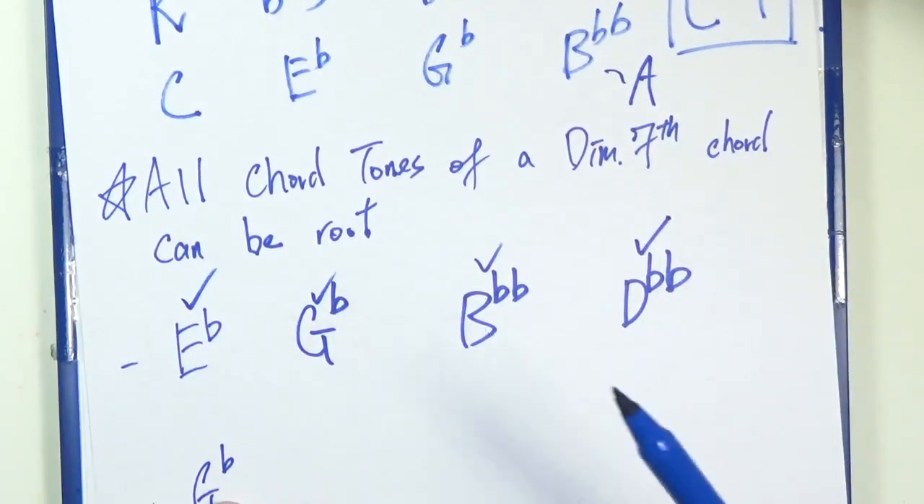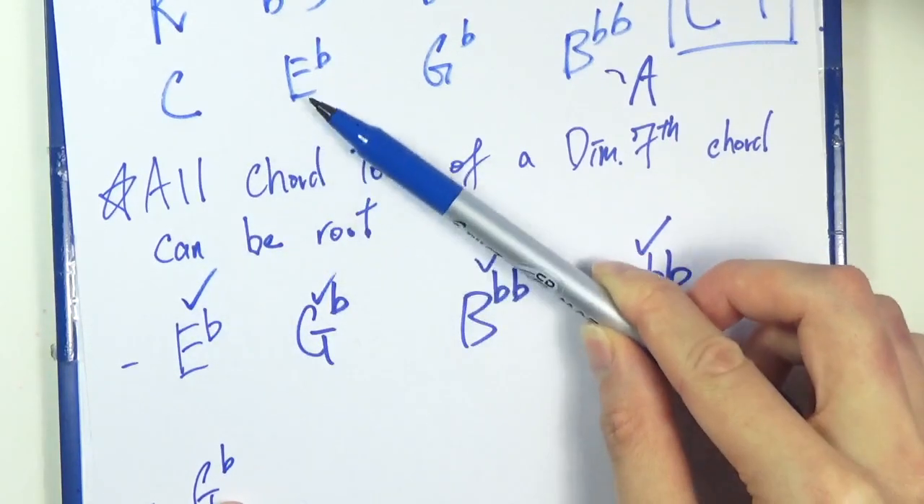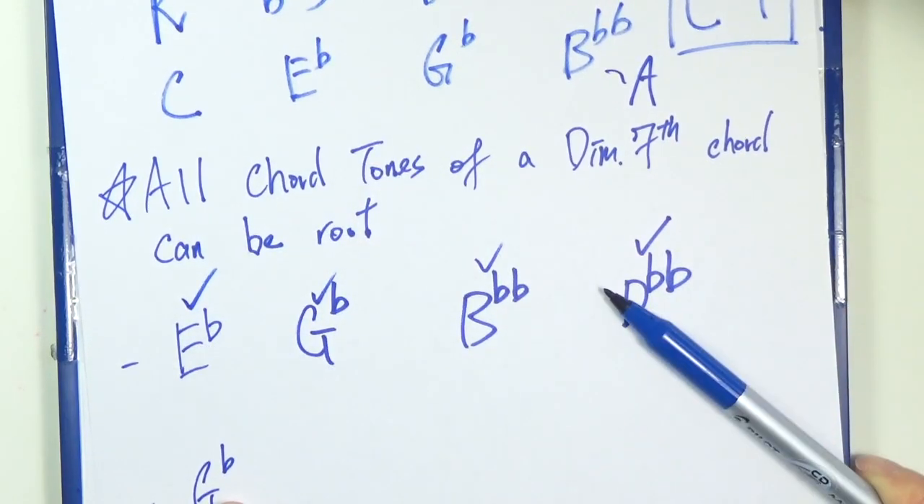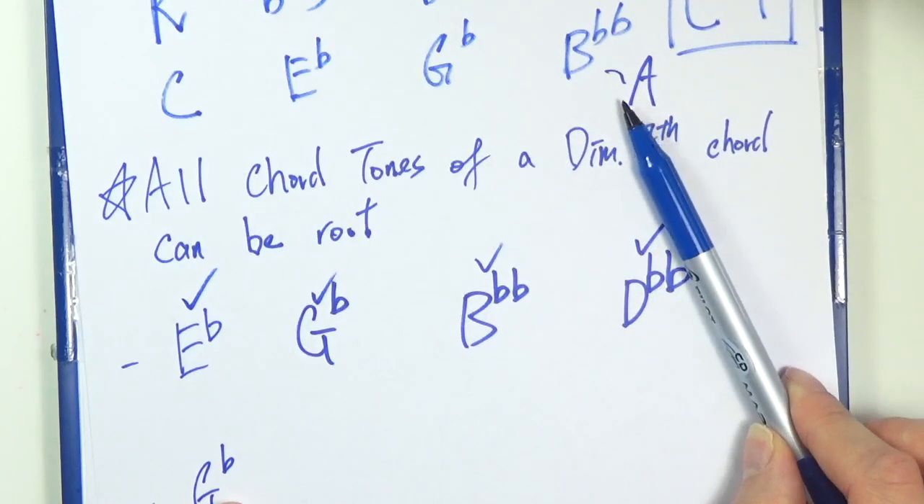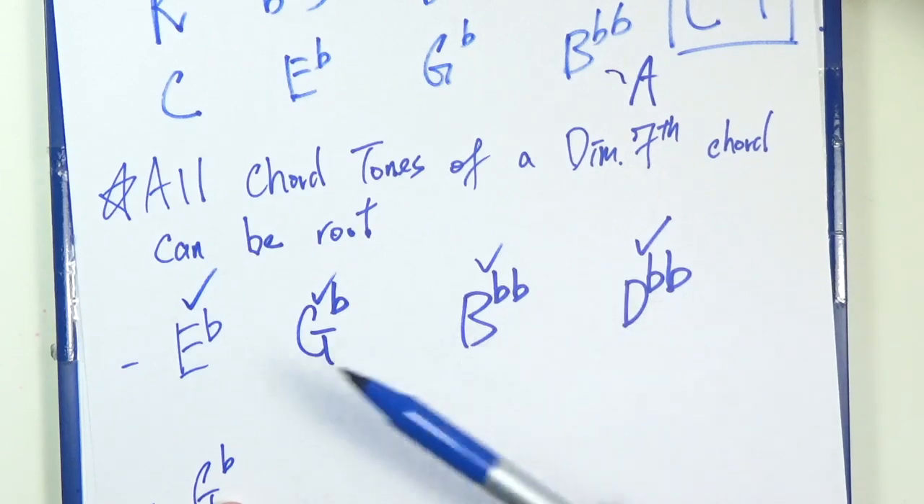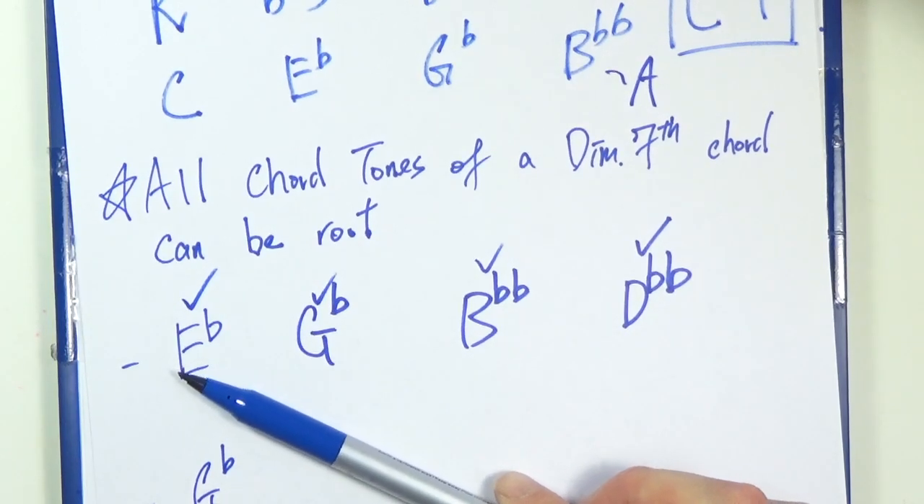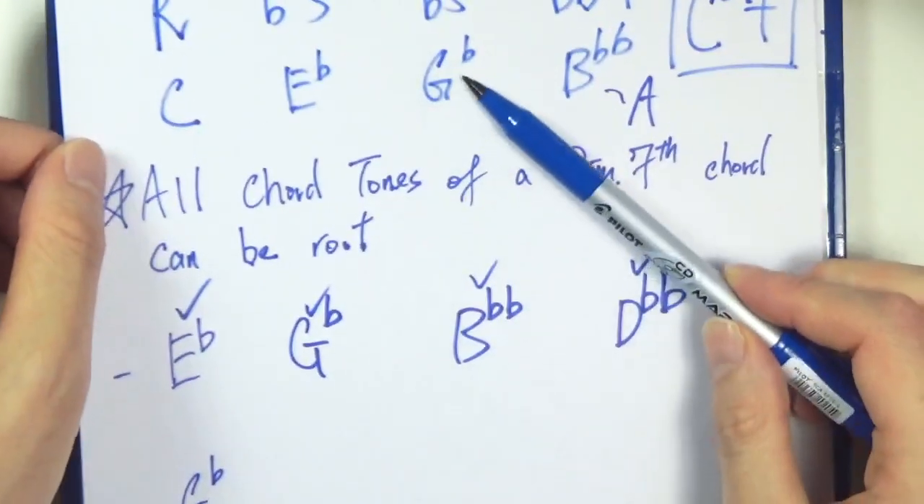So you see, this time we're starting out with E flat. We build a diminished chord on this chord tone. And it turns out we have the same exact 4 notes. But we have a different configuration. We have a root as E flat.